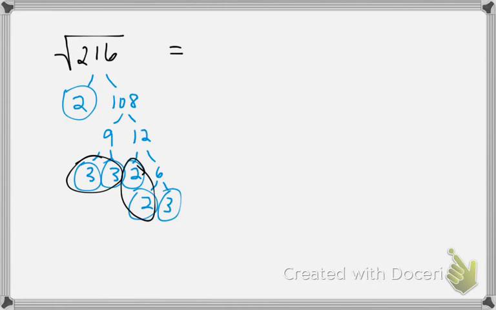I can bring out 2 once, 1 pair. I can bring out 3 once, so 2 and 3 brought out make 6. What's left underneath? A 2 and a 3, which make 6. You guys see what I did there? Is that okay? All right.